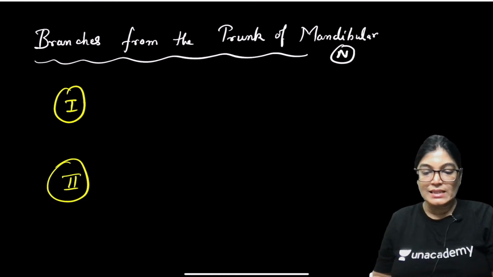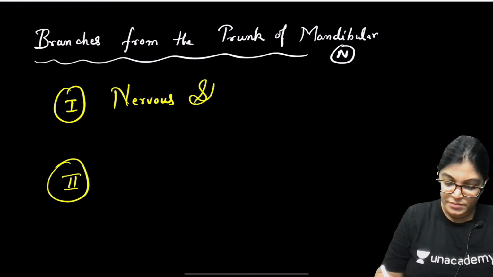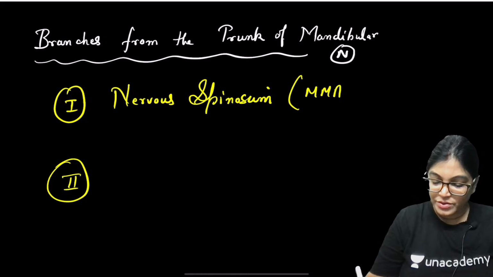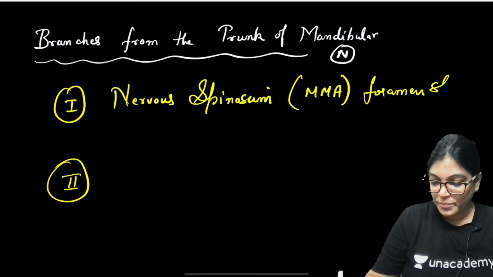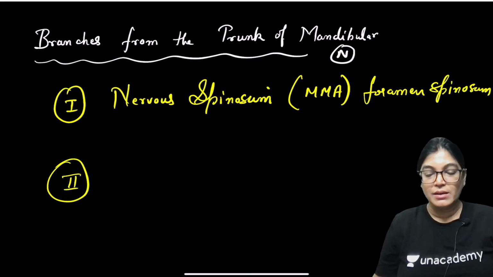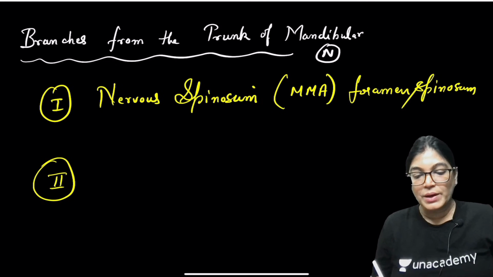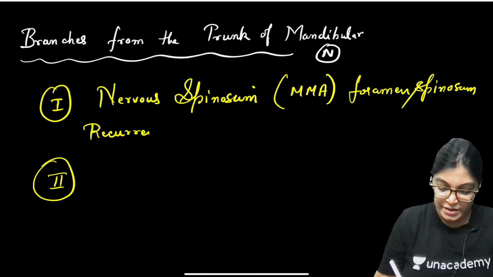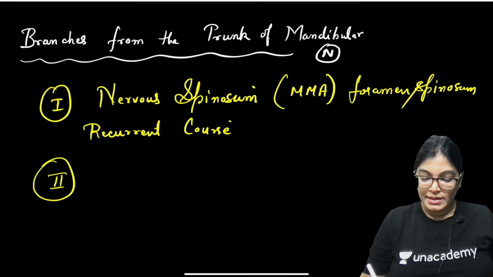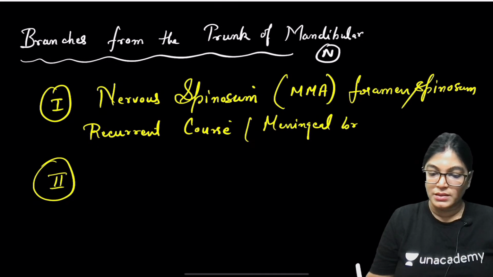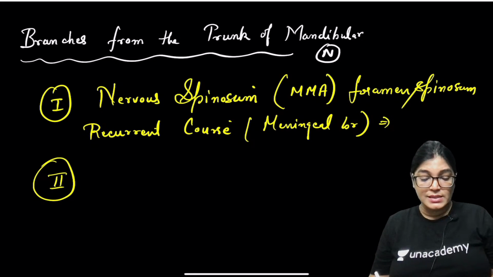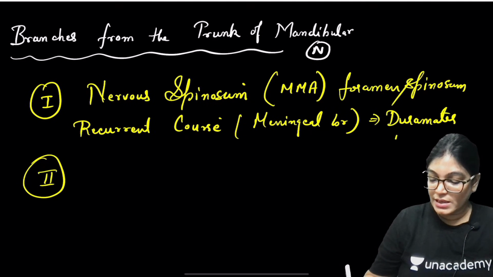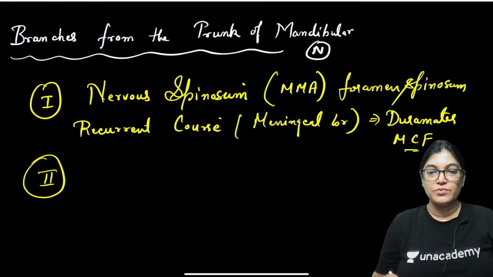The first important branch is nervus spinosum. Nervus spinosum is traversing along with middle meningeal artery. In which foramen? It is traversing in foramen spinosum along with middle meningeal artery, and it has a recurrent course, going into the middle cranial fossa. It is giving a meningeal branch of mandibular nerve, which supplies the dura mater. Meningeal means it will supply dura mater. It is giving innervation to dura mater of middle cranial fossa.